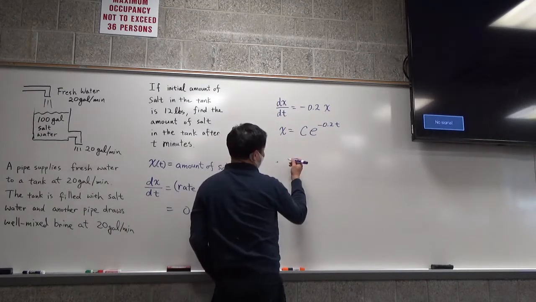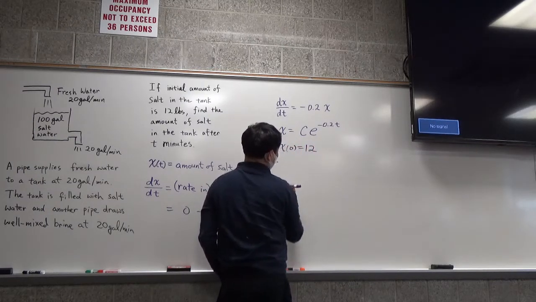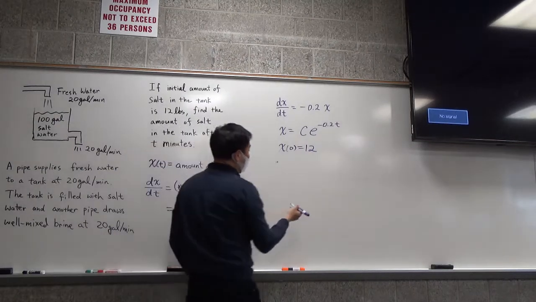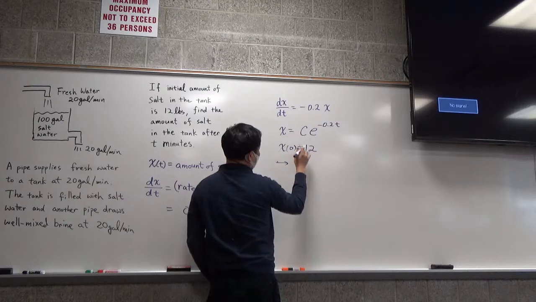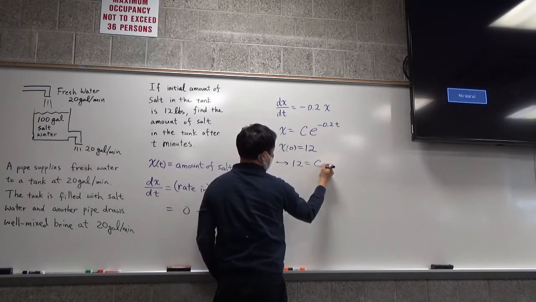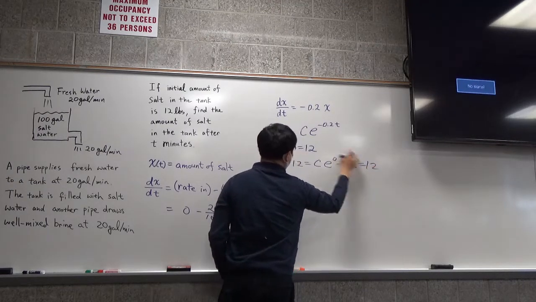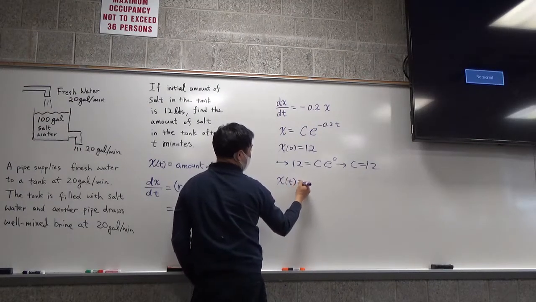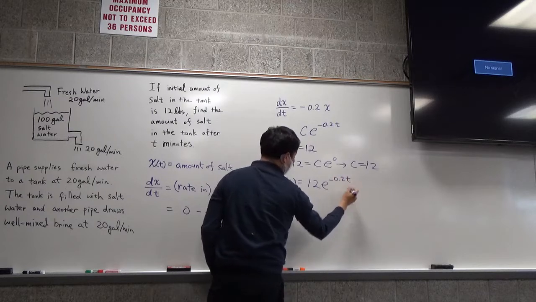And then you just plug in the initial condition, x of 0 is 12, because initially there was 12 pounds of salt. And therefore, when you plug in 0 here and 0 there, you get 12 equals c times e to the 0th power, giving you c as 12, and then plugging that back in, you get x of t equals 12 times e to the negative 0.2t.